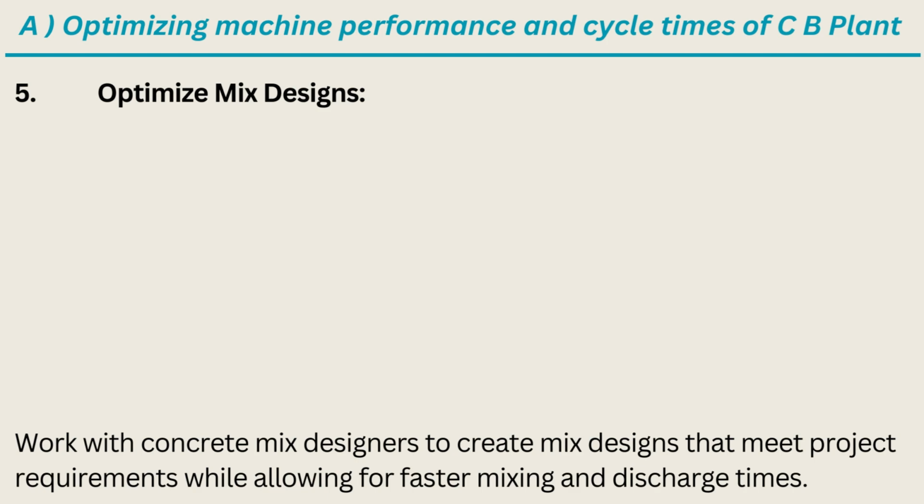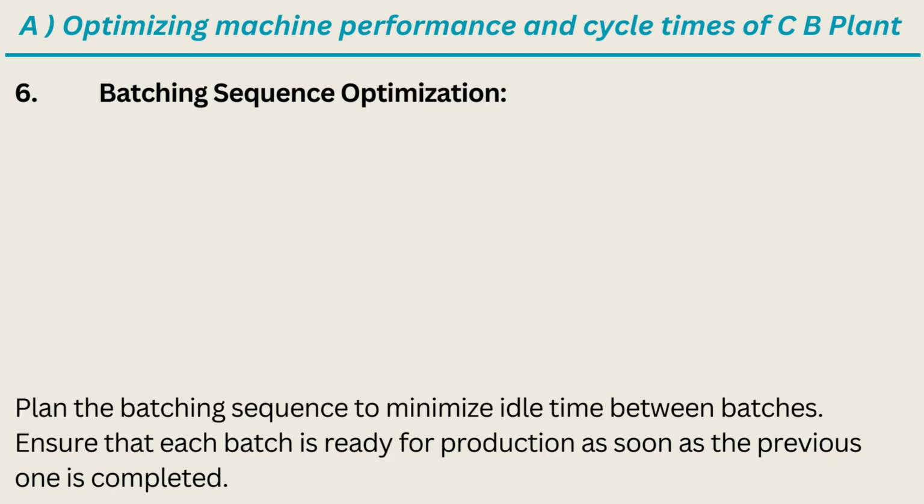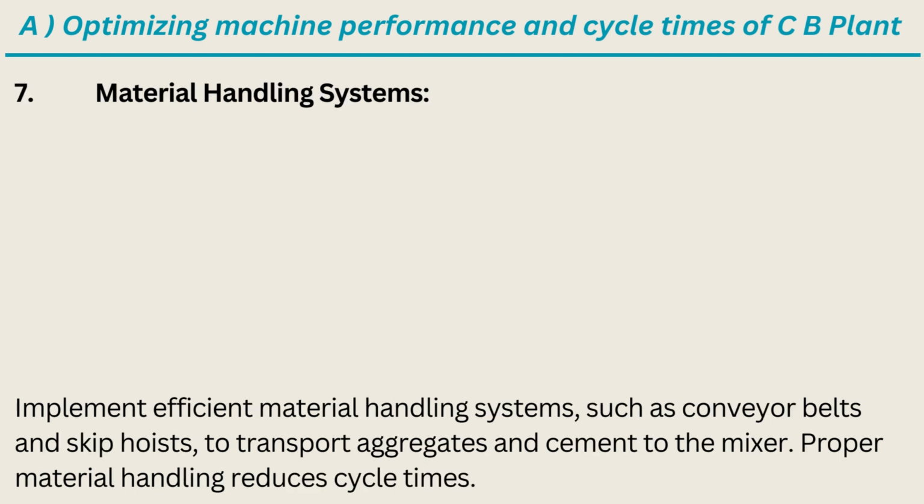5. Optimize mix designs. Work with concrete mix designers to create mix designs that meet project requirements while allowing for faster mixing and discharge times. 6. Batching sequence optimization. Plan the batching sequence to minimize idle time between batches. Ensure that each batch is ready for production as soon as the previous one is completed. 7. Material handling systems. Implement efficient material handling systems such as conveyor belts and skip hoists to transport aggregates and cement to the mixer. Proper material handling reduces cycle times.